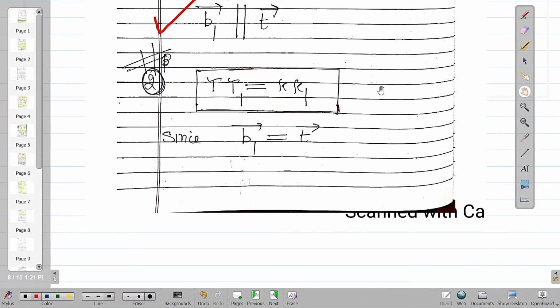Now property number two. Mathematically, the property is simply tau into tau1 equal to kappa into kappa1, right? So the torsion of C1 and curvature of C and curvature of C1, their product will be the same. Now we know this result, so remember it: b1 vector is equal to t vector.